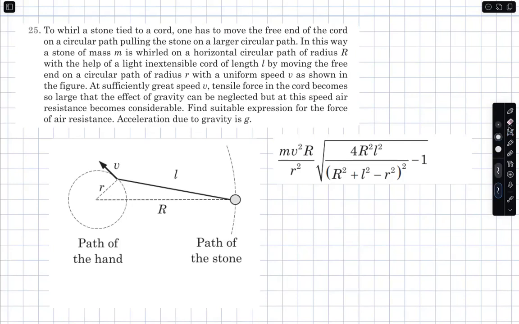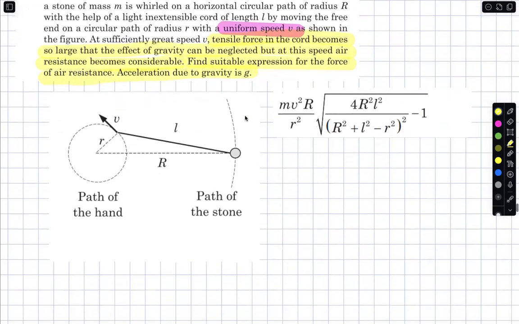Here, careful understanding is required. Here, two things are there. That is one term. The tensile force in the cord becomes so large that the effect of gravity can be ignored and the air resistance becomes considerable. Find a suitable expression for the force of air resistance. Right. That is the question now.